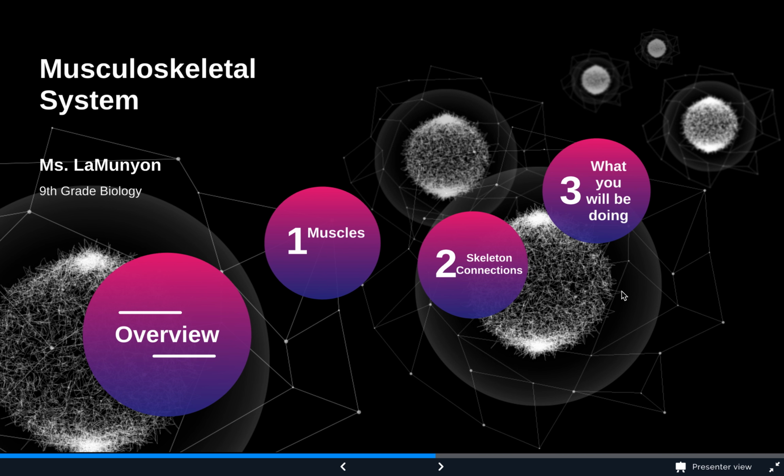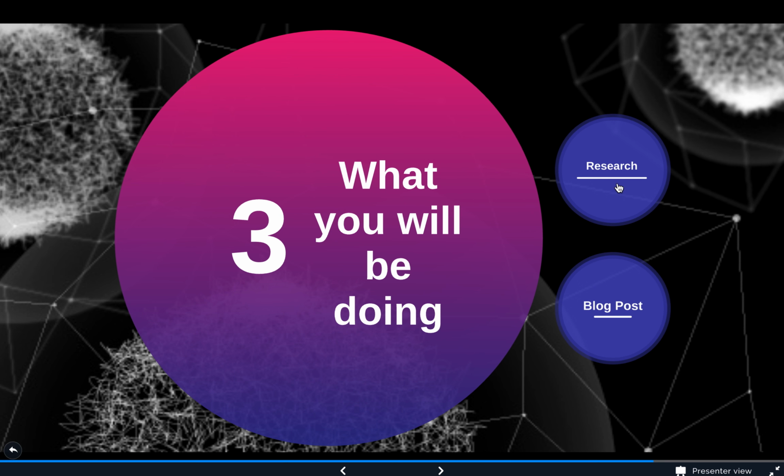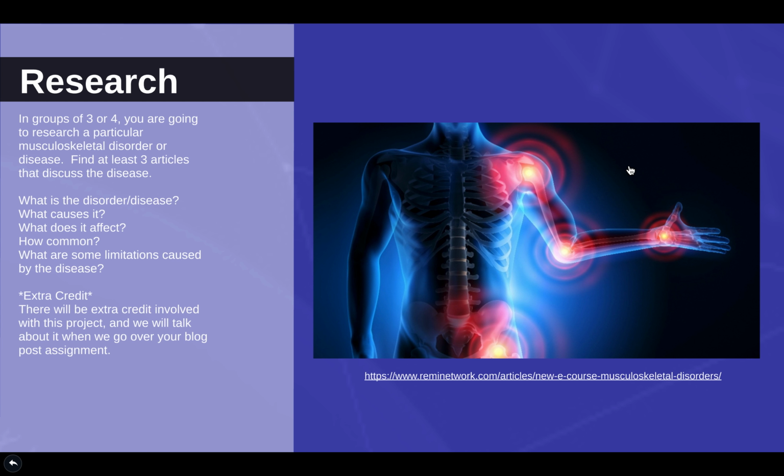Alright, so now we're going to move on to what you will be doing for your assessment. In groups of 3 or 4, you are going to research a particular musculoskeletal disorder or disease. This is totally up to you. Anything you can find that you think is interesting, you just have to have it approved by me. You need to find at least 3 articles that discuss and describe this disease.